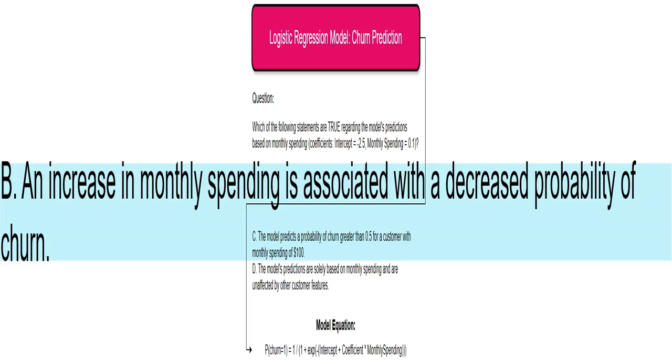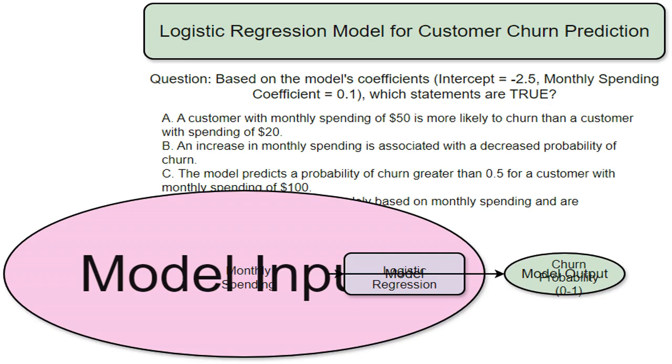This statement addresses the model's input variables. We need to consider if the model depends only on monthly spending, or other factors too. This is the single feature our logistic regression model uses to predict customer churn. It's the amount a customer spends each month. We'll use this amount to calculate the probability of churn.